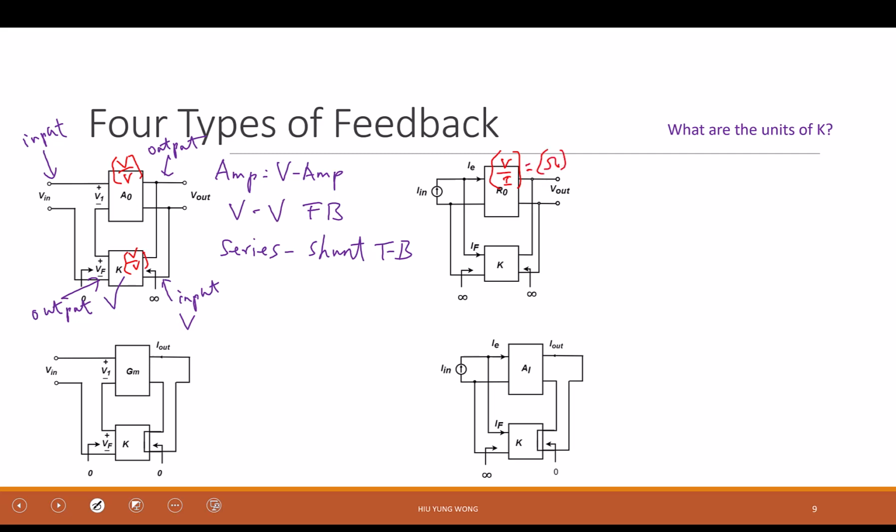How about for K? What is the unit? Good, you are all correct. I over V, 1 over ohm, Siemens, whatever. Again, this makes sense. I have current input, output is voltage, then you convert back to current. This is just a multiplication. V over I times I over V gives me 1. I need to go back to current to do subtraction, okay?